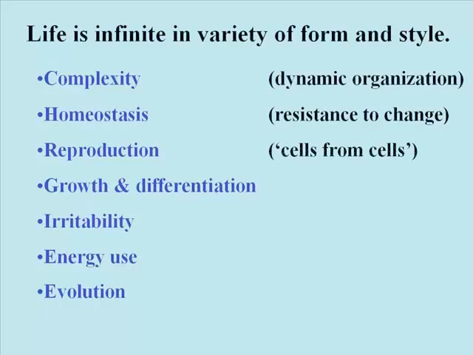Reproduction is, of course, the one obvious prerequisite of life. Remember the statement from cell theory: cells come from pre-existing cells and not from spontaneous generation. Growth and differentiation, or development, are also obvious events. Fertilized eggs multiply and differentiate into tissues and organs.